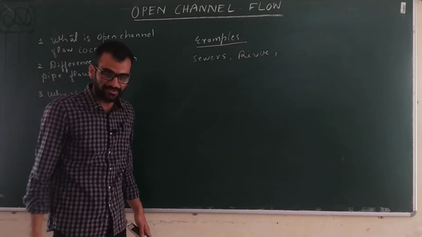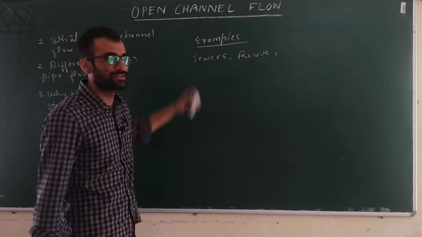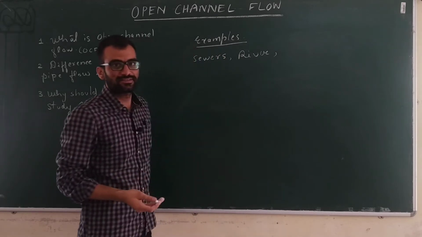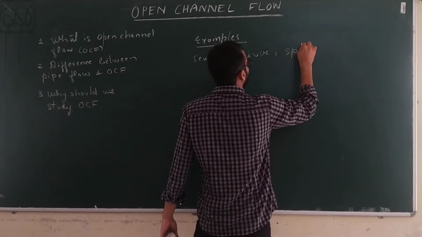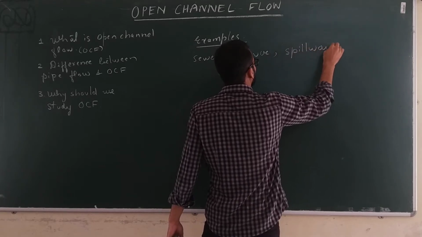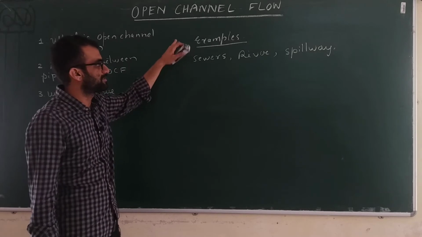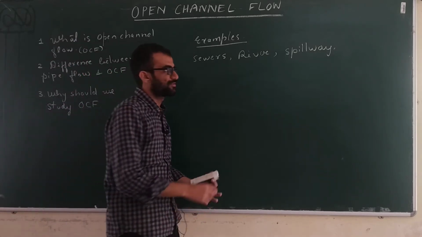You might have seen a river. Flow in a river is an example of open channel flow. Again, you must have seen some hydraulic structures such as, let's say, spillway. The flow over a spillway is also an example of an open channel flow. So these are a few examples of open channel flow.